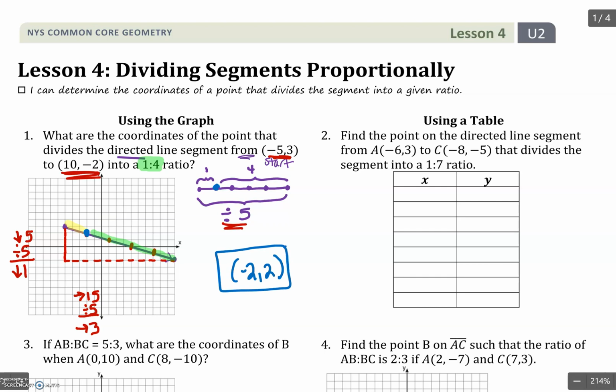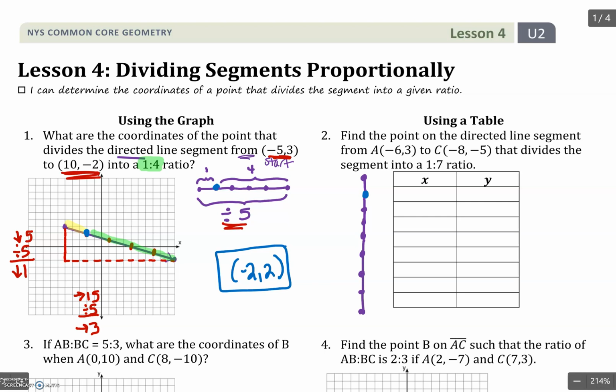Okay. We can also do this by a table. So it says we're going to find a point on the directed line segment from A to C that divides the segment into a 1:7 ratio. So if we draw that in, a 1:7 ratio means we're going to have this point, and on one side, if I'm going to go up and down, there's going to be one section, and on the other part, there's going to be 7. 1, 2, 3, 4, 5, 6, 7.